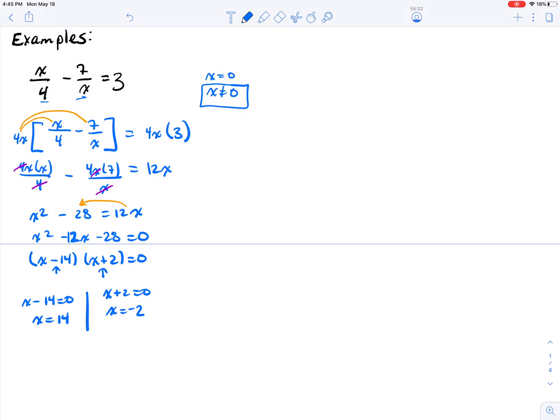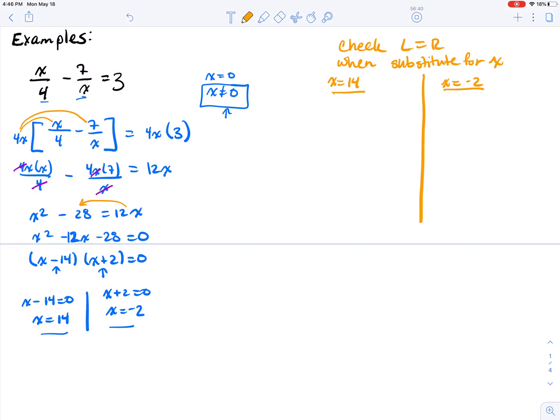The fifth step is check my answer. Well, none of my solutions equal my non-permissible value, so I'm actually good there. None of these are extraneous for that reason. Let's see if in my check my left side equals my right side when we substitute for x in the original equation. So I have x equals 14, that's going to be 1, and I have x equals negative 2. So I'm going to substitute 14 for x first.